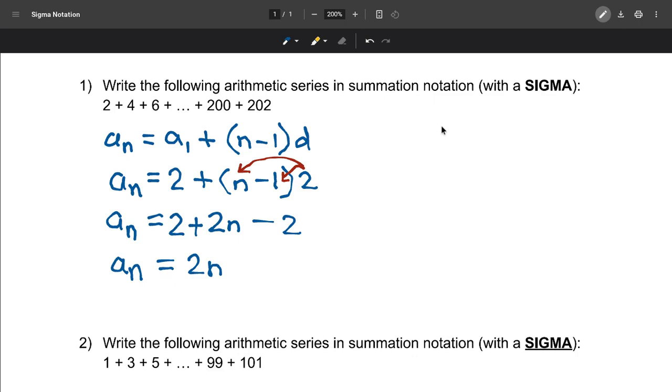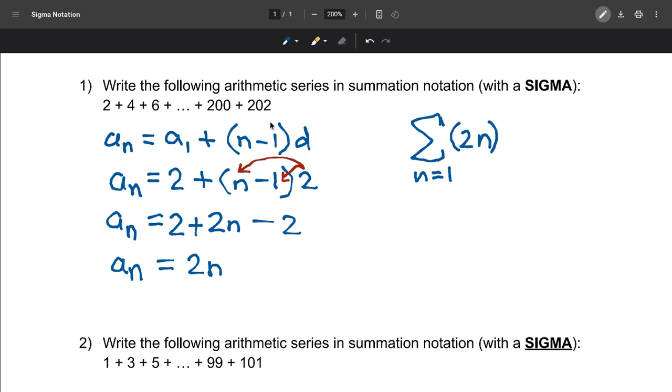All right, so we can write our sigma notation. That's not the best sigma here, but I'm trying my best. And we can write our expression here, so 2n. Okay, we're going to start at n equals 1, but we need to know how many terms we have here to go up here on top.